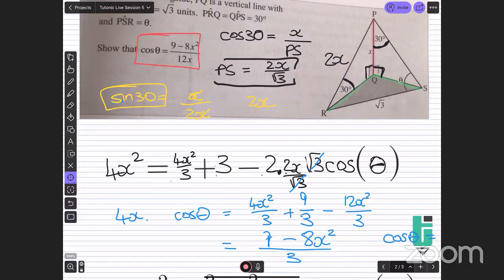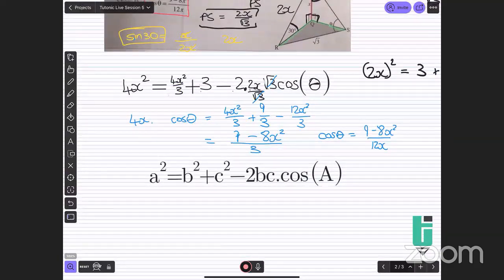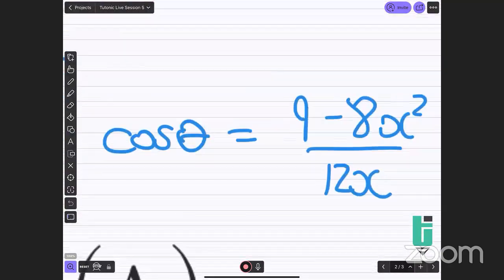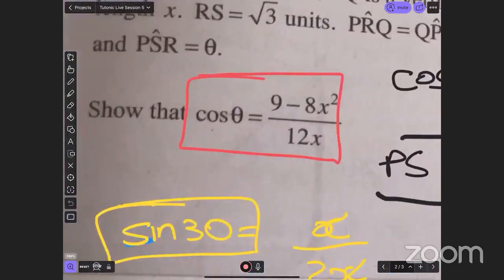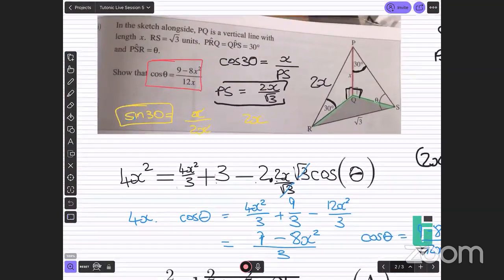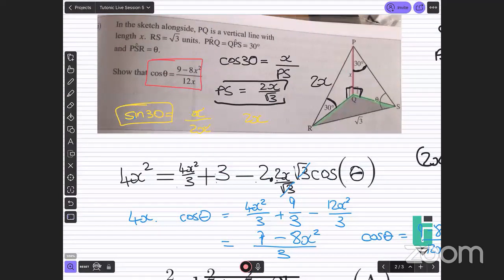Even though it's in terms of X, because my question wants it in terms of X, I just substitute that in, I solve for cos theta and just don't make any stupid mistakes that I did. And you get cos theta equals that, which is what the question wanted you to solve for. Are there any questions? There's another question that I'm going to do on 3D trig. Is everybody happy with this one?